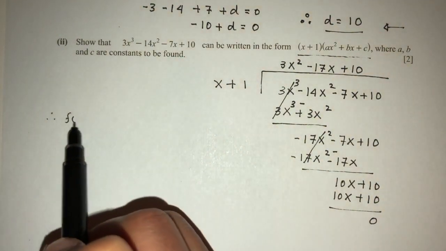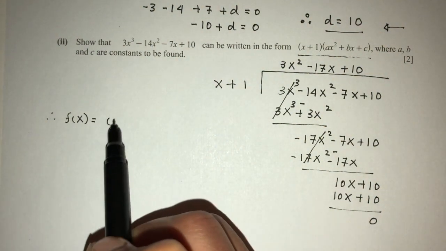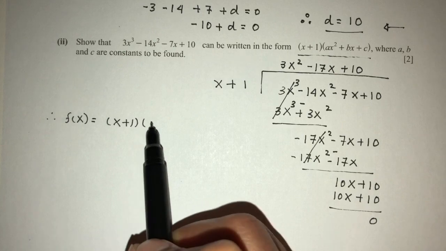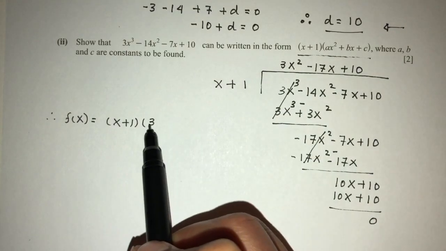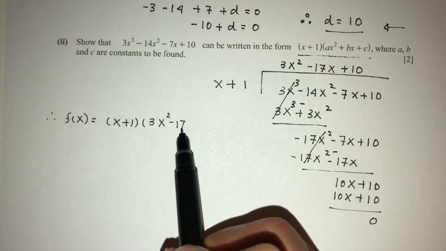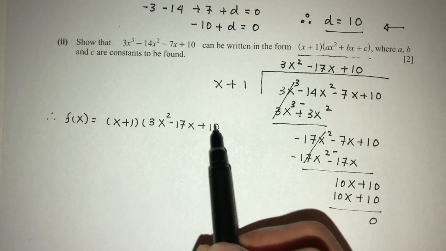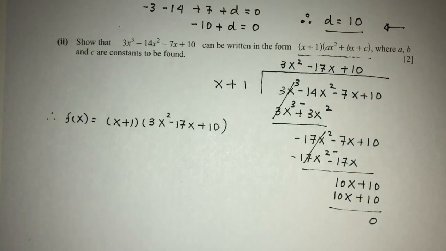Finally, we realized that the function can be written as x plus 1 multiplied by this quotient. That will be 3x squared minus 17x plus 10, giving the values of a, b, and c. Okay, that will be part 2 of the question.